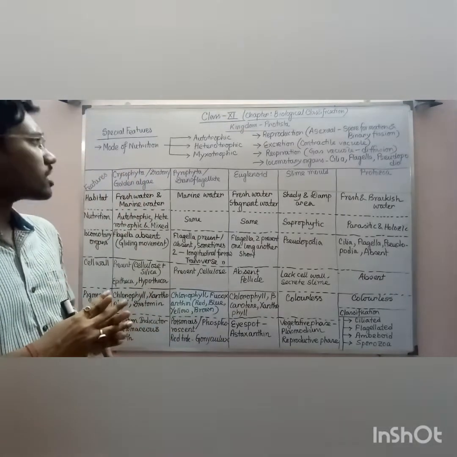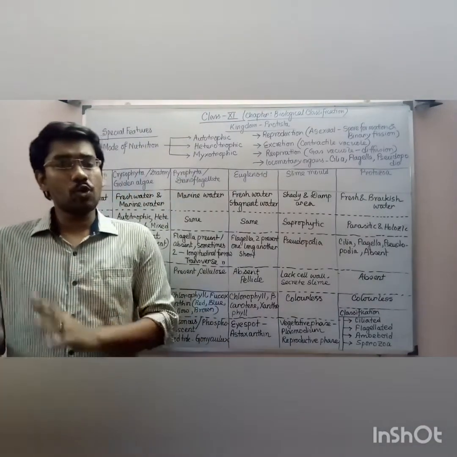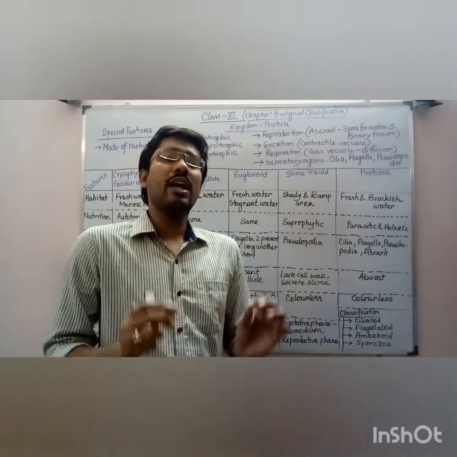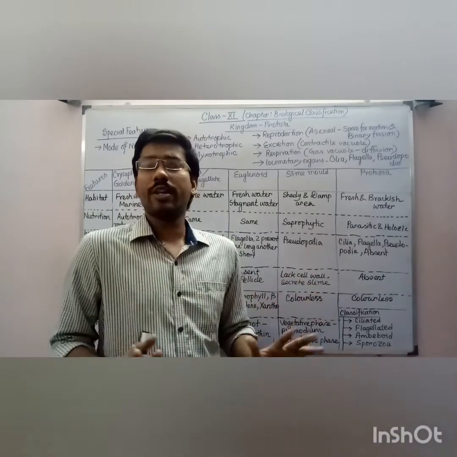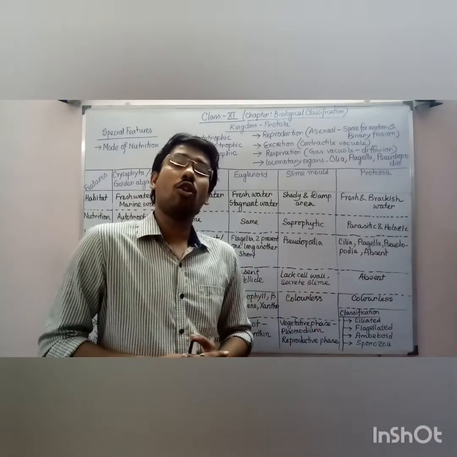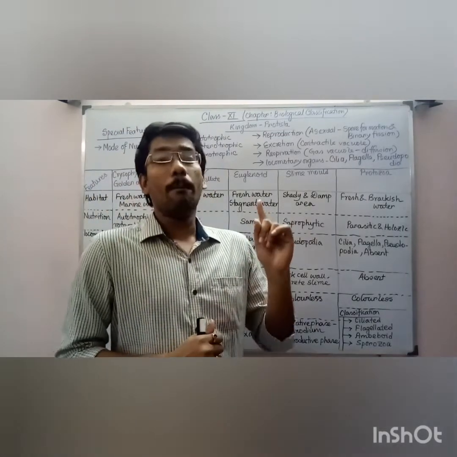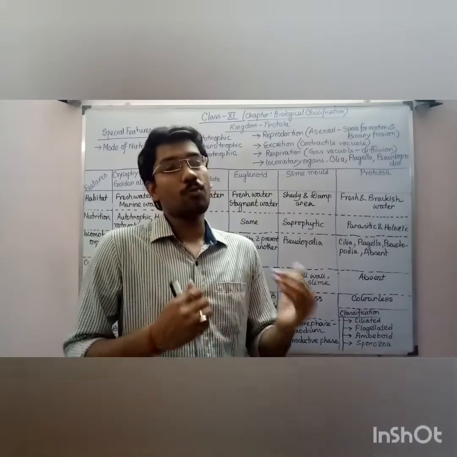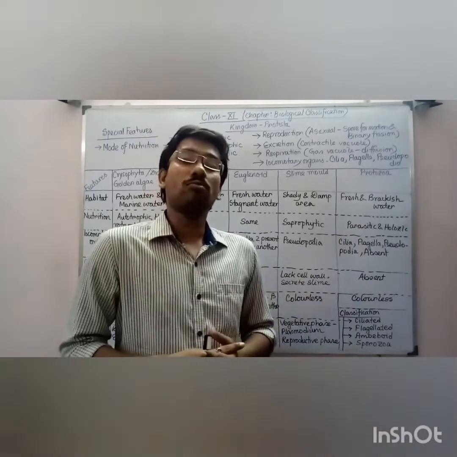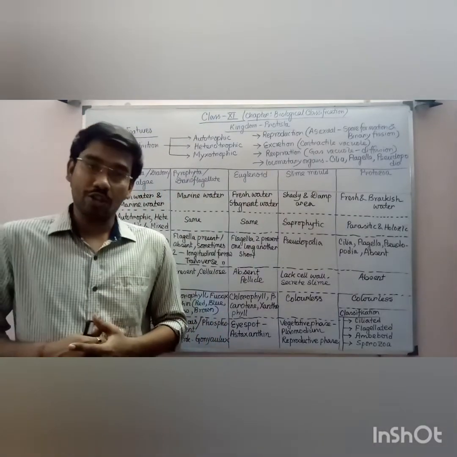Now I am coming to the next point, that is reproduction. Specifically, in Protista organisms, reproduction is only by the asexual mode. They do not show any sexual mode of reproduction. And within asexual reproduction they show two types. First one is sporulation, that means spore formation, and second is the normal process, binary fission, which is commonly shown by amoeba as well as paramecium.